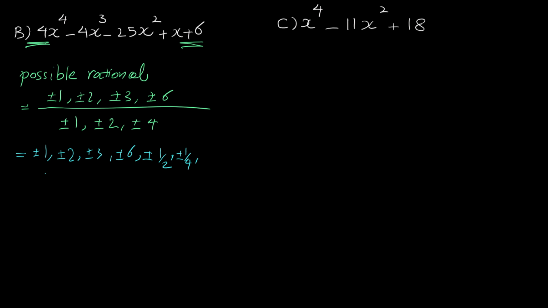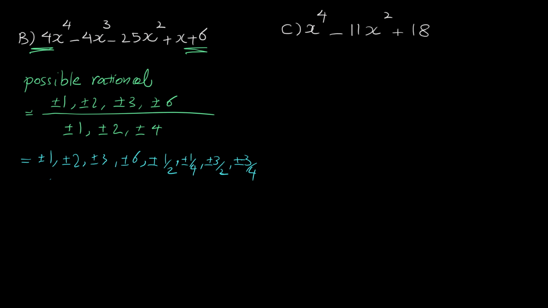What about 3? 3 over 1 is 3. 3 over 2 is new, so we add 3 over 2 to our list. 3 over 4 is also new, so 3 over 4 should be added to our list. What about 6? 6 over 1 is 6, we have that in our list. 6 over 2 is 3, we have 3, and 6 over 4 is 3 over 2, we have that in our list. This list includes all possible rational zeros for this polynomial.